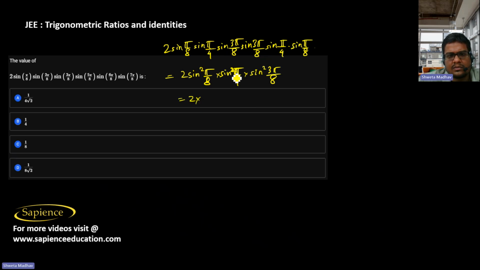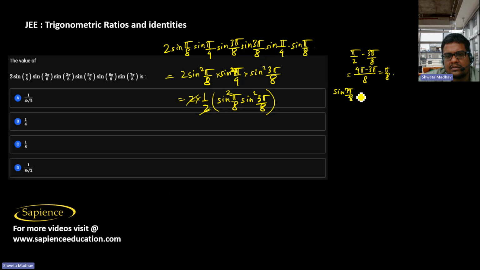This will be 2 into 1 by root 2 whole square, so it is 1 by 2, into sine pi by 8 whole square into sine square 3 pi by 8. 2 and 2 will cancel. Now pi by 2 minus 3 pi by 8, if we do, then we will get 4 pi minus 3 pi by 8, that is equal to pi by 8. So therefore sine 3 pi by 8 I can also write as cos pi by 8. This is sine pi by 8 into cos pi by 8, its whole square.